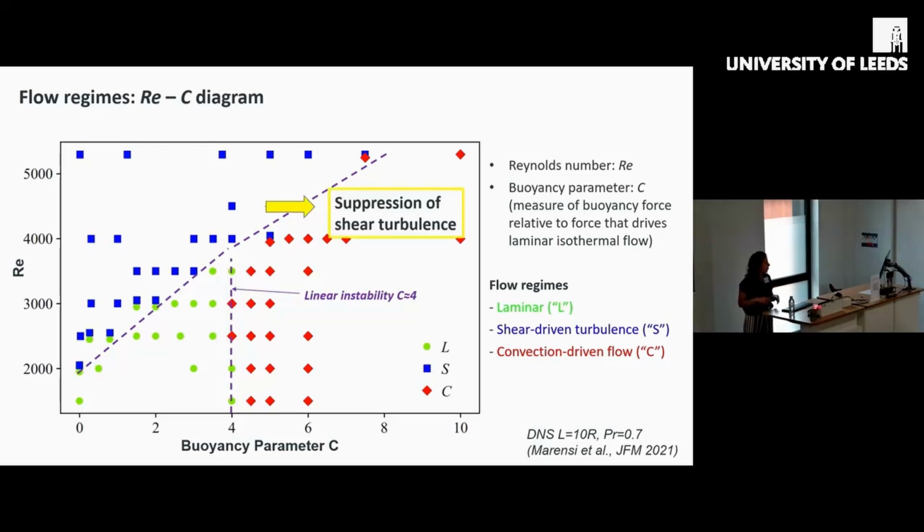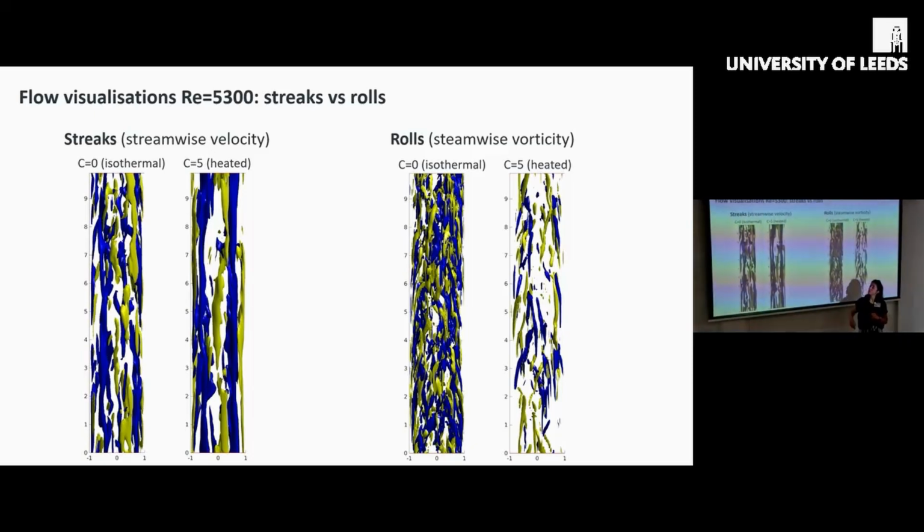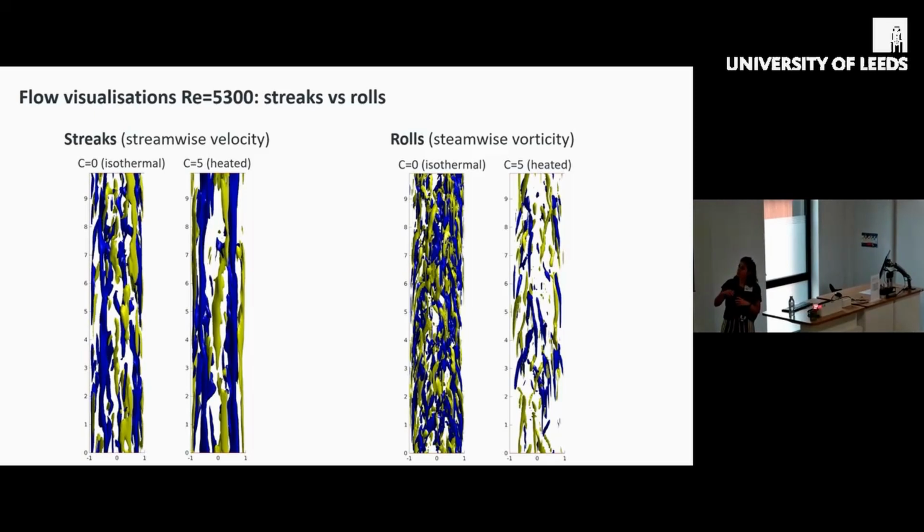So first we want to understand how the shear turbulence is suppressed. This was the first question that we want to address. To do this, we can look at flow visualization, for example, at Reynolds 5300. Here we have isosurfaces of streamwise velocity, which are representative of the streaks, and of streamwise vorticity, which is representative of the rolls. And we compare the isothermal case with the heated case.